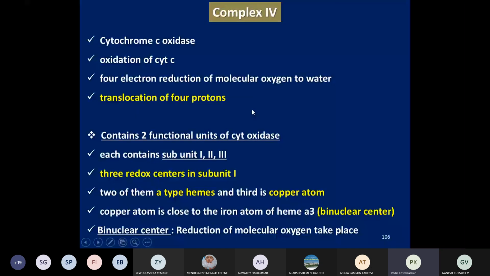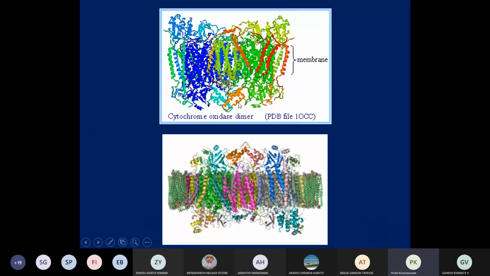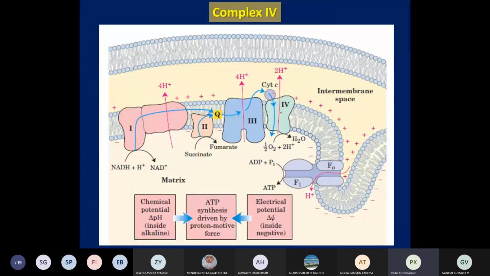Now coming to complex 4. Complex 4 is cytochrome C oxidase, the terminal electron acceptor complex, and its main function is to oxidize cytochrome C and reduce oxygen to water. You can clearly see in this diagram that complex 4's function is to take electrons from cytochrome C and donate them to oxygen.